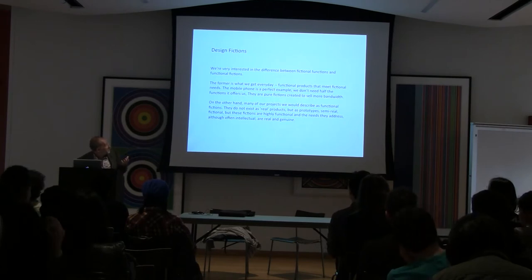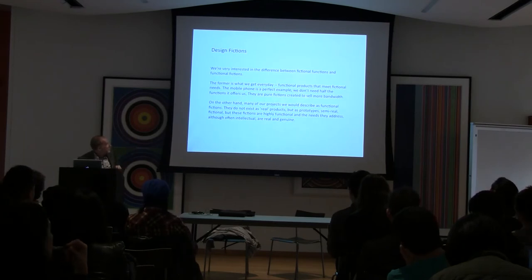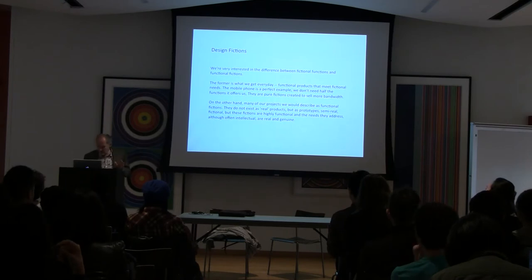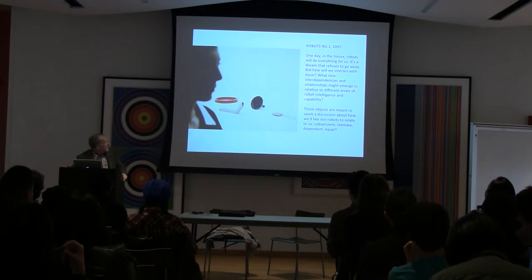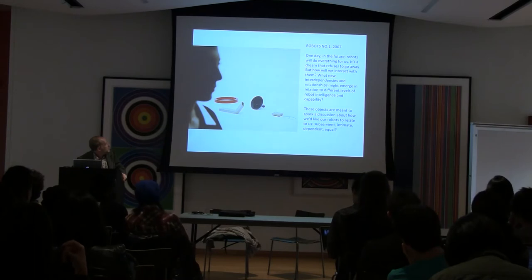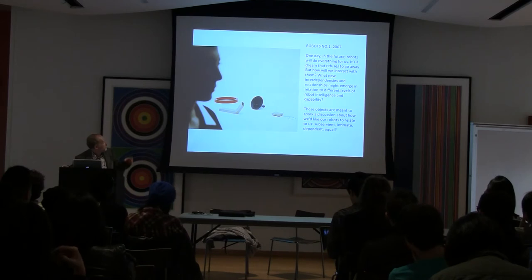These fictions are highly functional in the sense that they address, although often intellectual, needs. The needs that Dunne and Raby's objects address are real and genuine, even though intellectual. Okay, we'll get back to this when we look at some of their projects. I chose just a few of them. This was actually a short movie, but it's not possible to access it here, I found out. But we're going to just look at this as separate slide images.